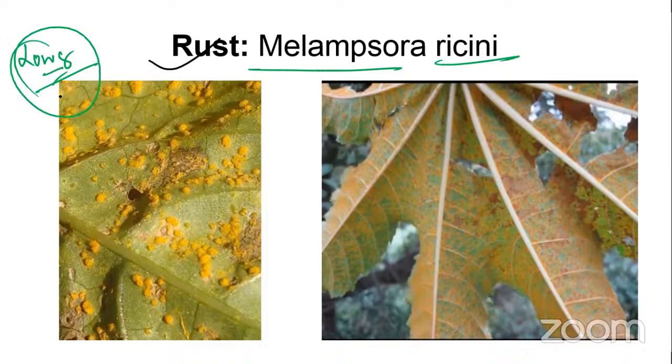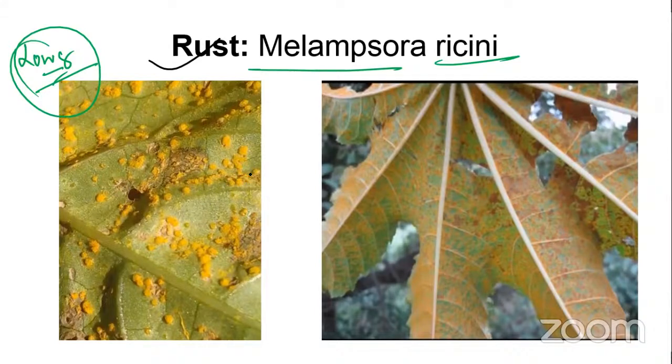But if you take a generalized statement, most of the rust will occur on the lower surface, where you can identify it. Here you can see usually it will be yellow to orange in color, then it will turn brown to blackish whenever it starts producing teliospores.